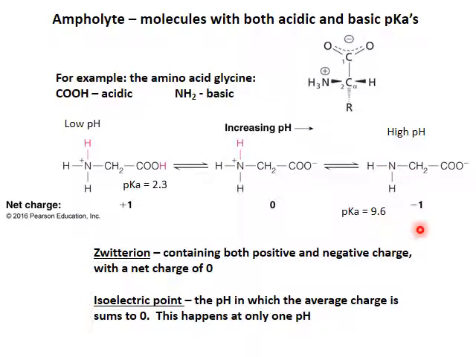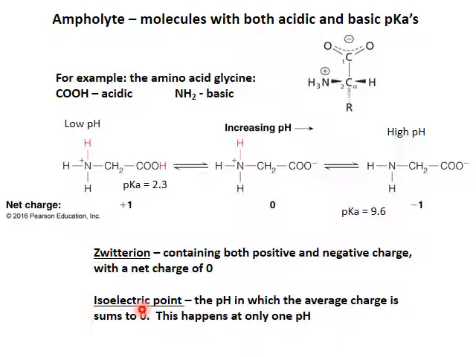Keep going higher with the base, keep going higher in the pH, and you'll completely deprotonate it. You'll be left with the fully anionic species. So the zwitterion is important to understand where that occurs because it's electrically neutral. And the pH at which this average charge sums to 0 is going to be where the zwitterion exists. So the pH in which the molecule is a zwitterion is called the isoelectric point, or the PI.